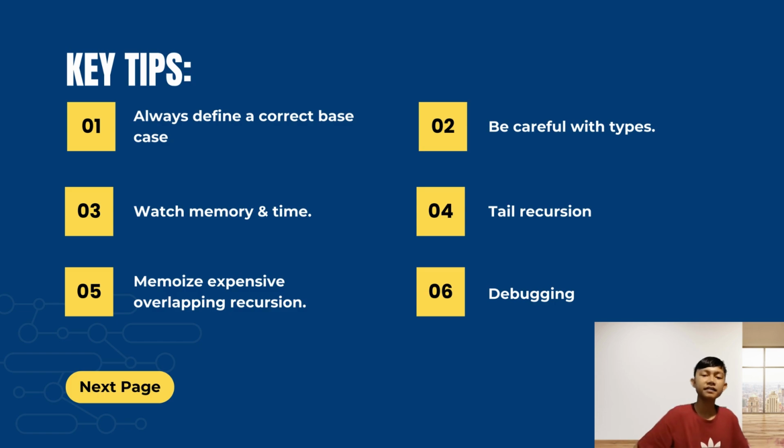Number 4, tail recursion. If a function's last action is the recursive call, some compilers may optimize it. But in C, don't rely on tail call optimization. It's not guaranteed. Number 5, memoize expensive overlapping recursion. Use an array or hash to cache the results. Number 6, debugging tip. Print entry logs, or use a small example and step through in a debugger to visualize the frames.